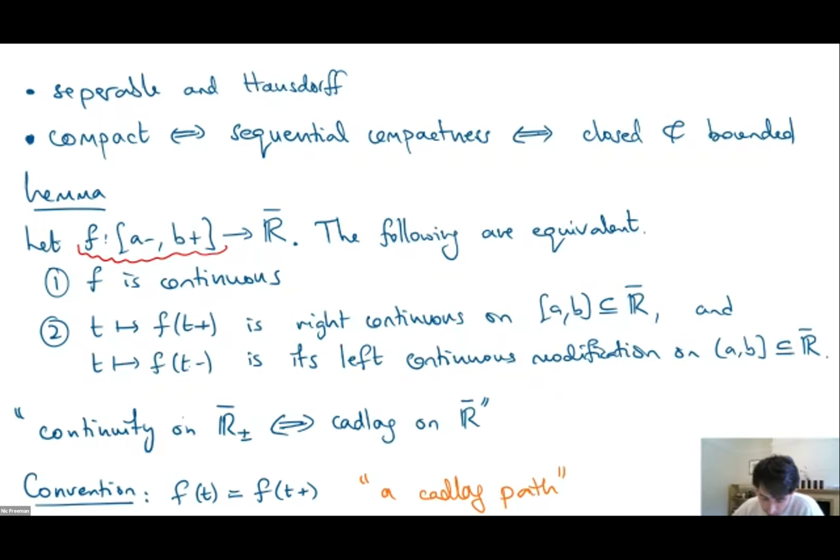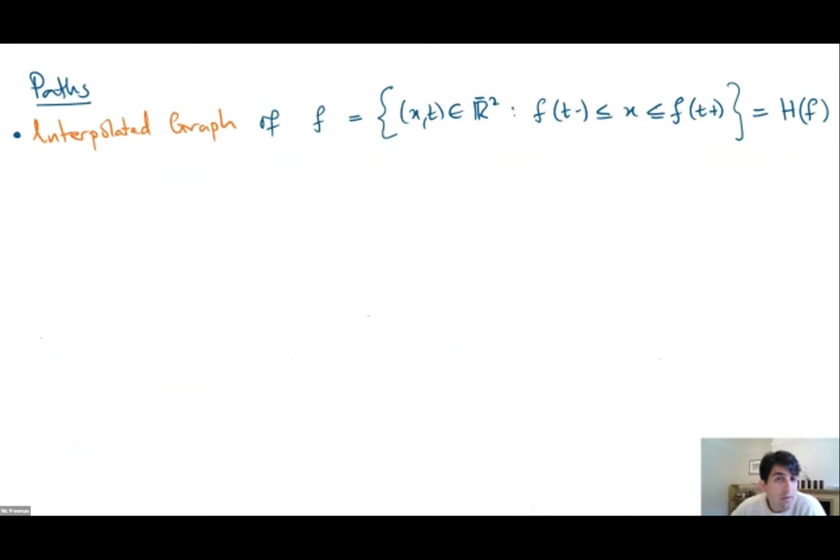So having got that sorted, I now want to think about the space of paths, and I'm going to gradually build upwards now to a point where I can think about sets of Cadlag paths. So I always want to associate paths with their interpolated graph. What I mean by that is the subset of space-time, which is their graph, but I want to include the jumps as vertical line segments. Okay, that's what's happening with these inequalities here. So you give me a Cadlag path f, H of f is what I call its interpolated graph.